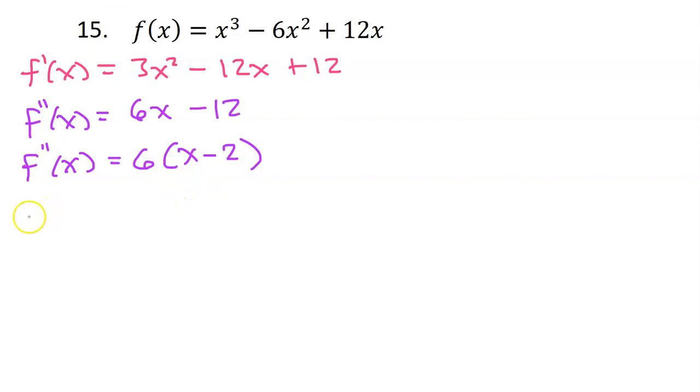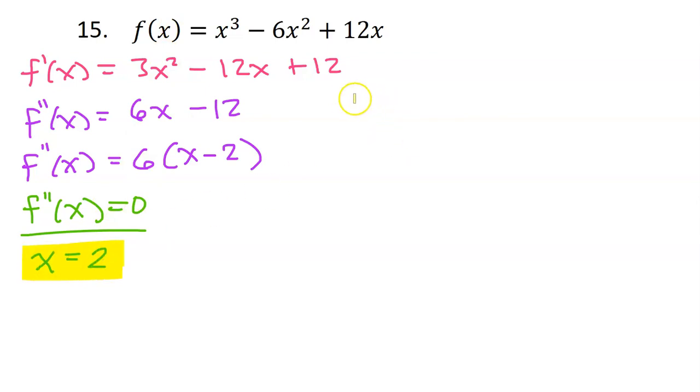We need to know the values that will cause f double prime to either equal 0 or be undefined. This is a polynomial, so there are no values of x that will cause this to be undefined. But where will it equal 0? Looking at this factored form, we can just immediately tell it will equal 0 at x equals 2. So that is the one special number that we need on the sign chart. So let's put that on the number line.